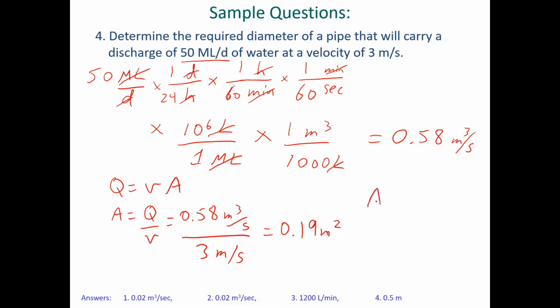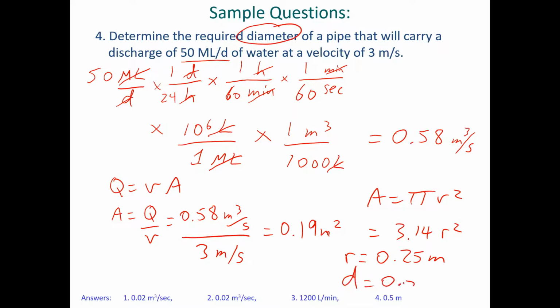Okay, so remember my area equals pi r squared. That means this is equal to 3.14 times r squared. So now I have to figure out what that is. And that means my radius is going to be 0.25 meters. Then it's asking me for the diameter of my pipe, so I multiply that by 2 and I get 0.5 meters.